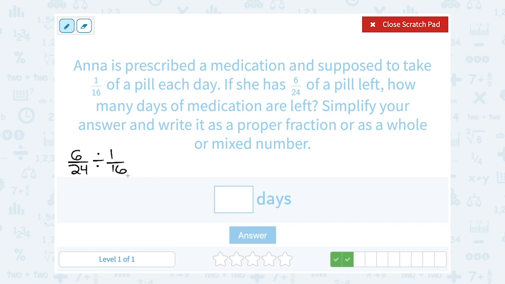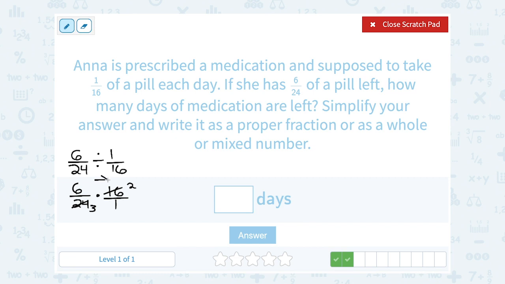Now remember, the rule is to multiply by the reciprocal. So I'm going to say 6/24. I'm going to change the division to multiplication, and then I have to flip that second fraction to become 16/1. Now you can multiply with the numbers the way they are, or you can reduce them first. For example, I know 8 goes into 16 twice, and 8 goes into 24 3 times. So I can make my math a little easier by reducing that first.